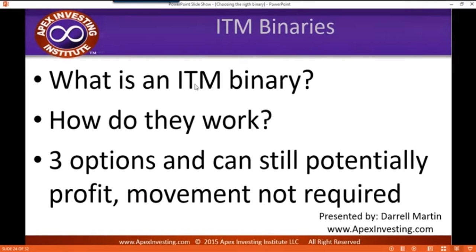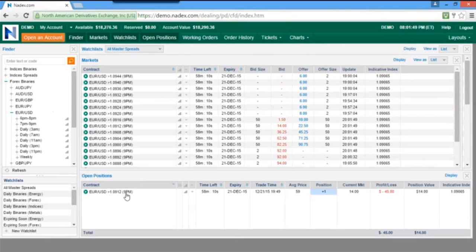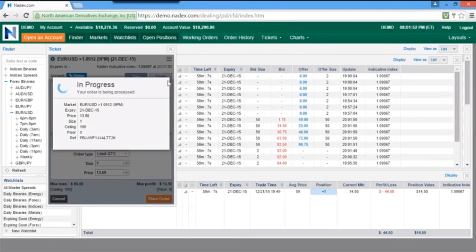Talk about the final one, ITM binaries, which stands for in the money binaries. And then I think based on what we've covered, you pretty much already know what that means, all right? But what is an in the money binary? Well, let's just look at some examples here, all right?